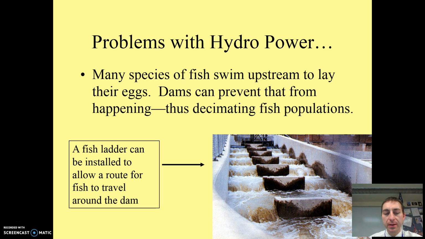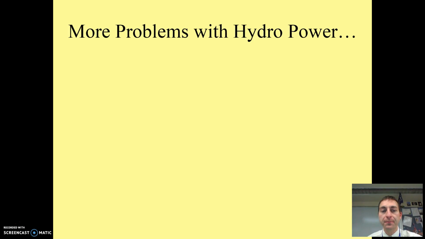One strategy around that is to build something known as a fish ladder, which is an alternative route where fish can go around a dam and continue to travel upstream, and that enables them to live the way that they are accustomed to living while still getting hydroelectric power.